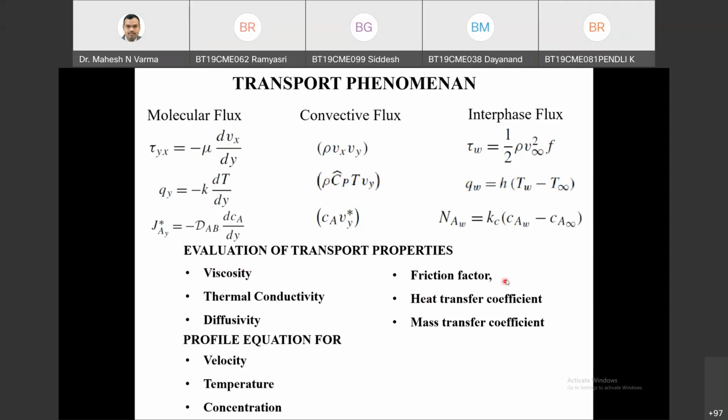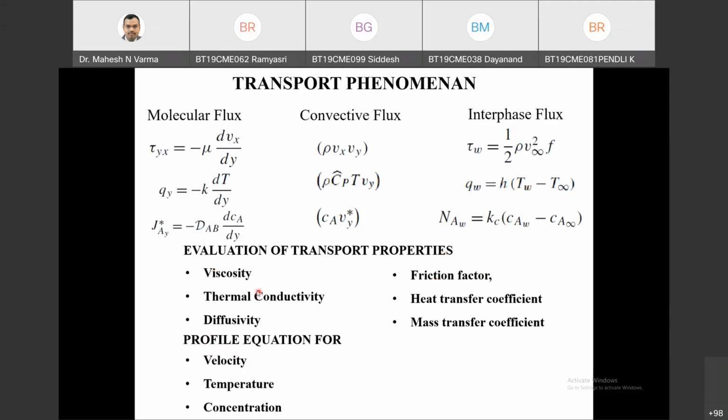So viscosity, friction factor, and velocity profile. If I have these three parameters, I can solve almost 90% of the design problem in fluid mechanics. Getting the velocity profile is not easy. So that is what these three are.